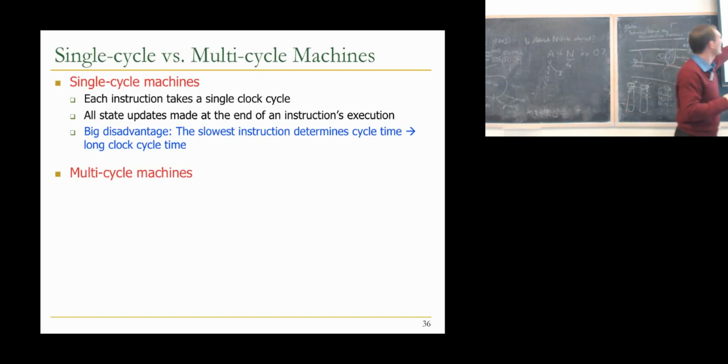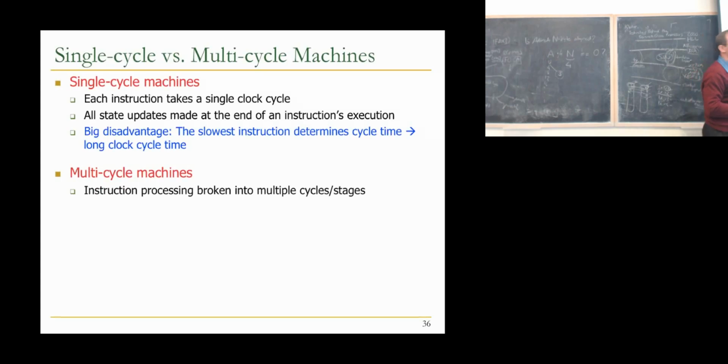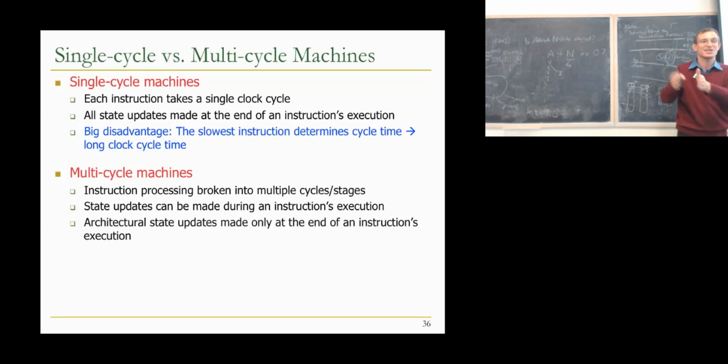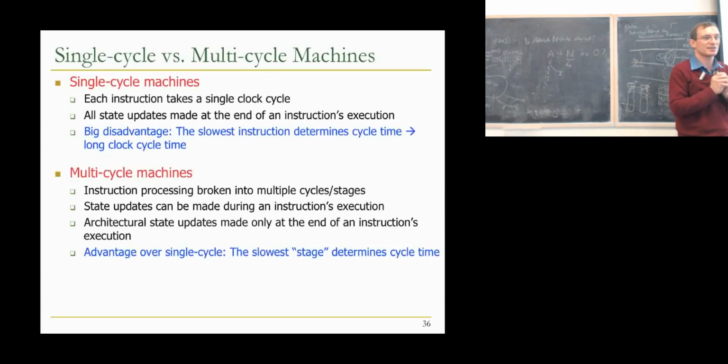Multi-cycle machines are therefore more advantageous, though they're more complex too. Instruction processing is broken into multiple cycles or stages, and state updates can be made during an instruction's execution, except they're not architectural state updates. Right? They're not visible to the programmer. The advantage is now it's not the slowest instruction that determines the cycle time, but the slowest stage. And if your stages are nicely balanced, hopefully you have a good cycle time. Does that make sense?